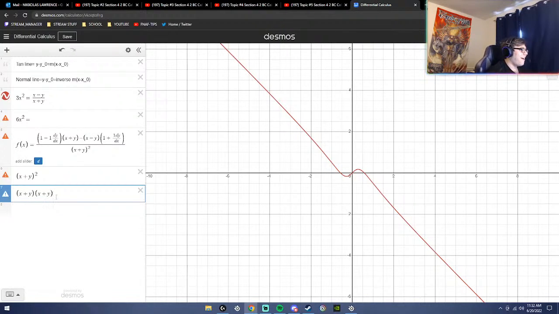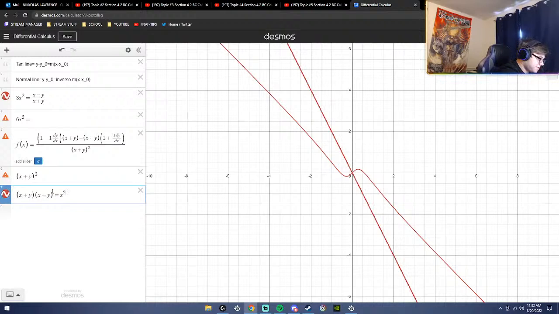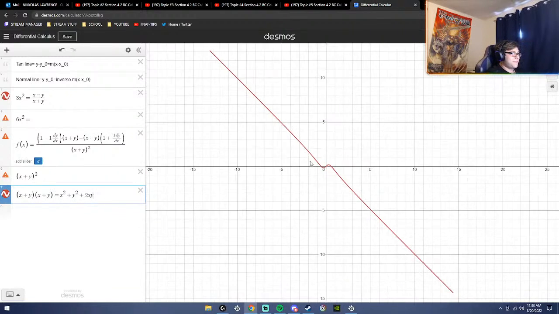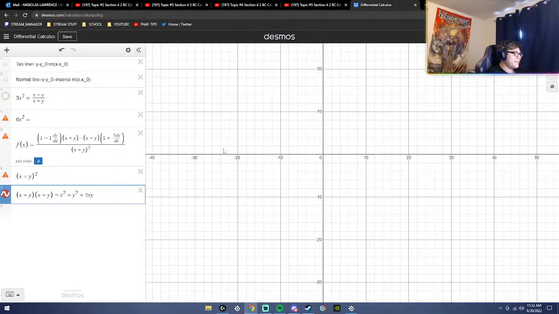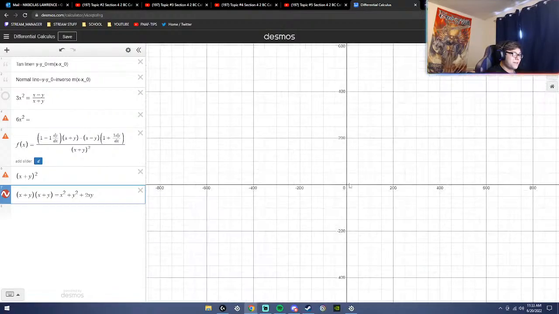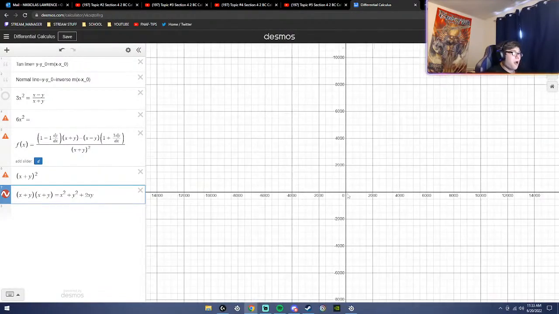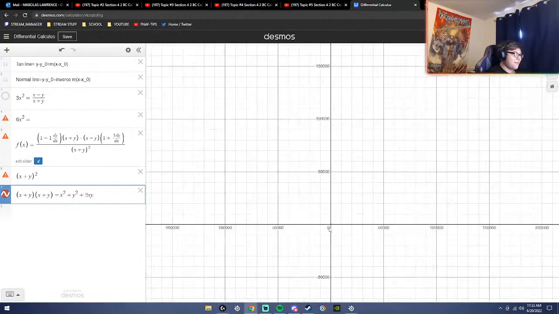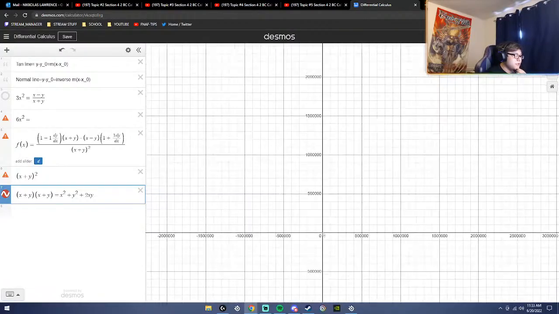So really, this is equal to x squared plus y squared plus 2xy. Where is this function? Where's the function? Well, actually, no, it's technically not a function.